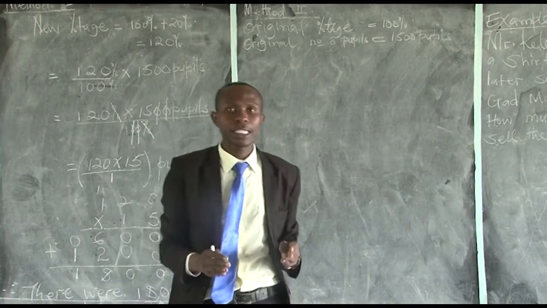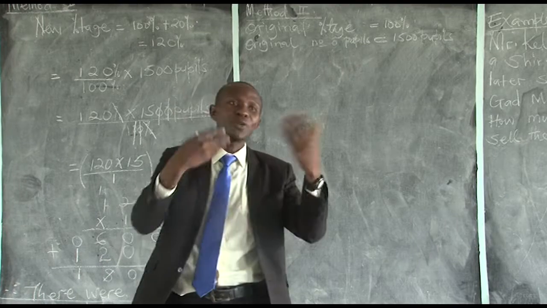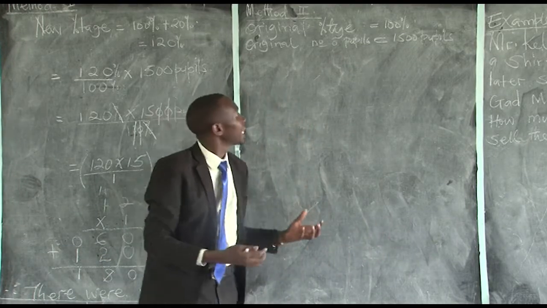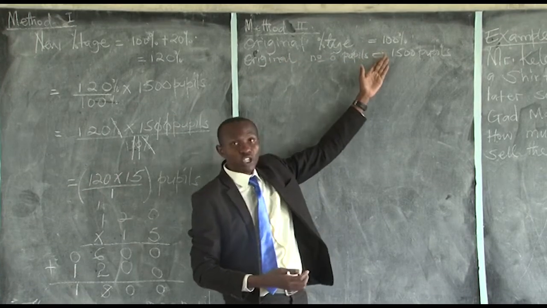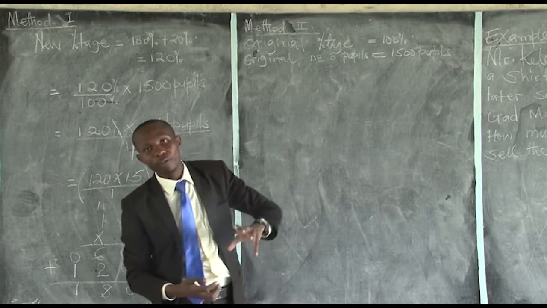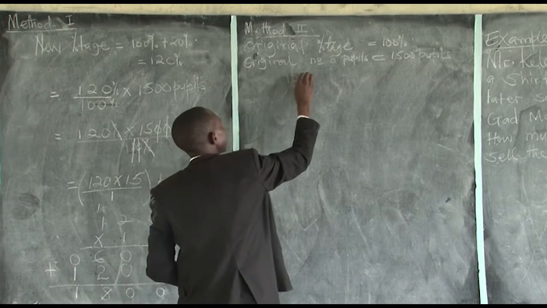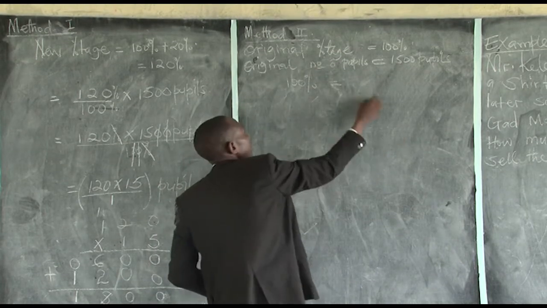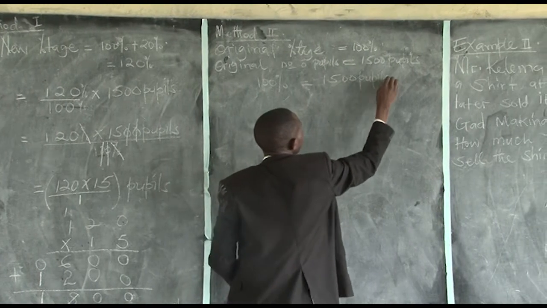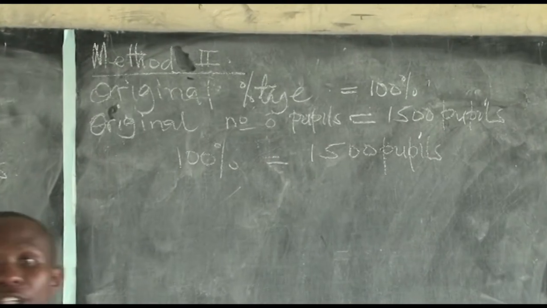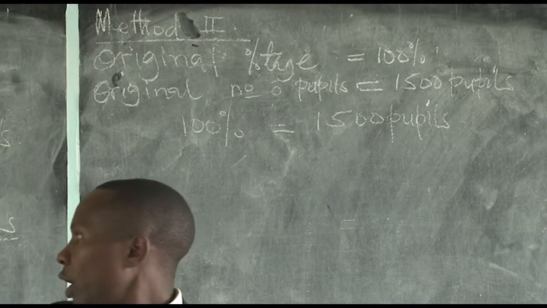And what is our original percentage? Our original percentage is always 100%. And if it is always 100%, what does it mean? We shall simply say 100% is giving us 1,500 pupils. That is what 100% is giving us. That is now the percentage of the year 2019 according to our question.